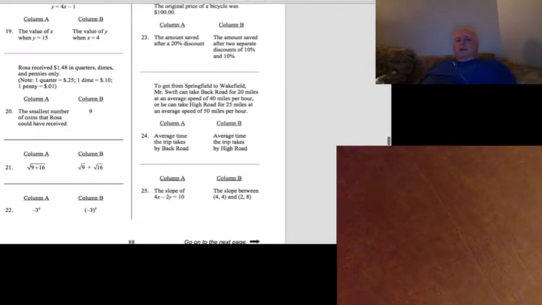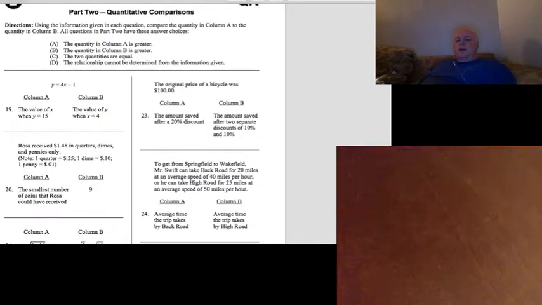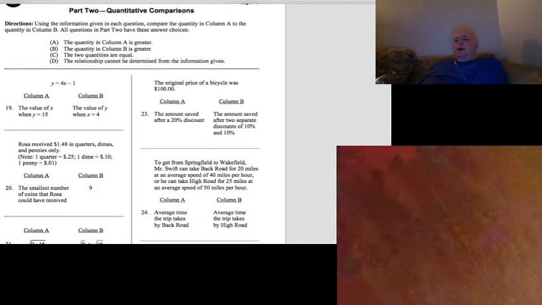Okay, so in 19, if you read the description here at the top, the ISEE formulates questions in a different style than the SHSAT does. There's no reason the SHSAT can't do this, but basically, if your answer is A, that means the number you got in column A is larger than the number in column B. If your answer is B, then the answer in column B is greater than the answer in column A. If your answer is C, it means column A and column B are equal. And if the answer is D, it means there's not enough information provided to solve it.